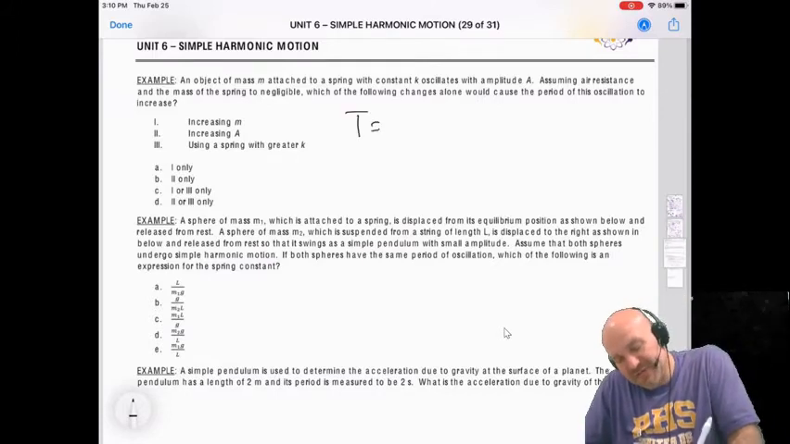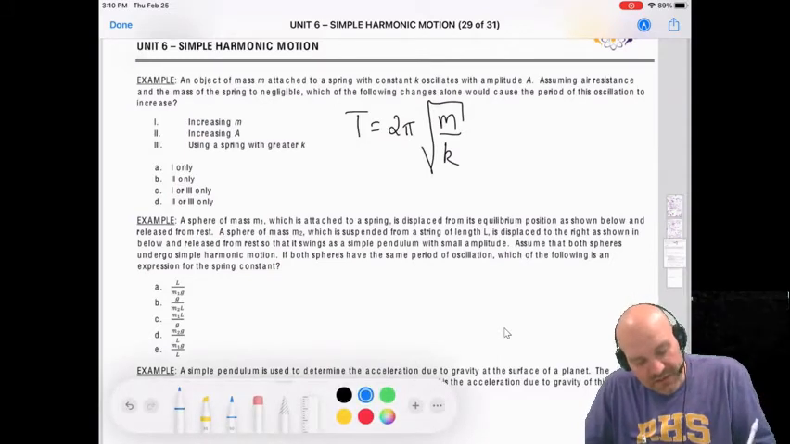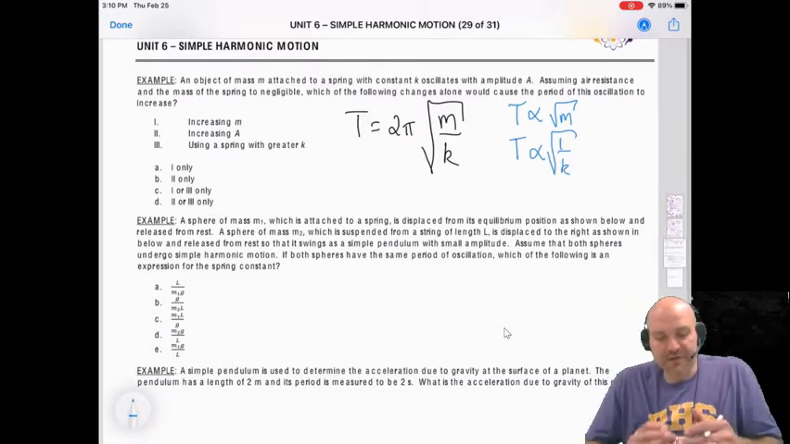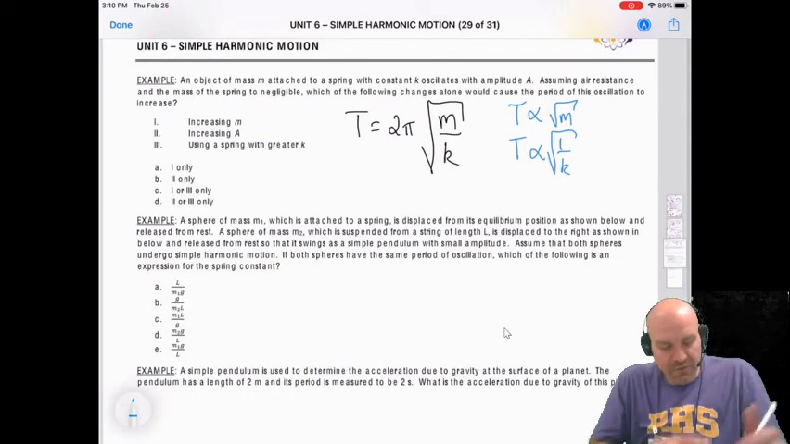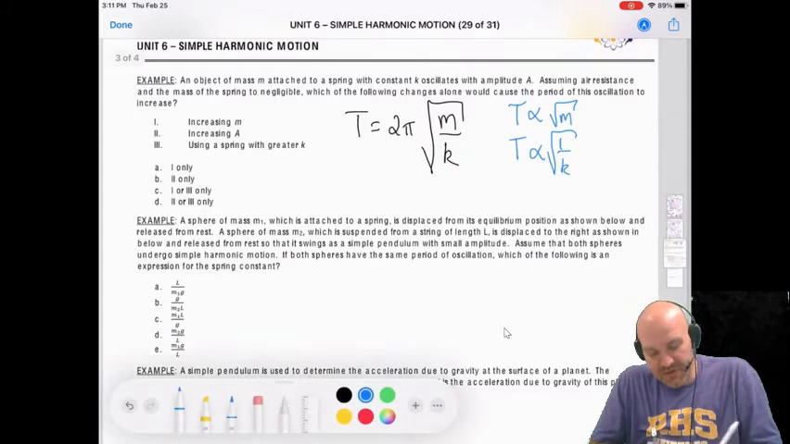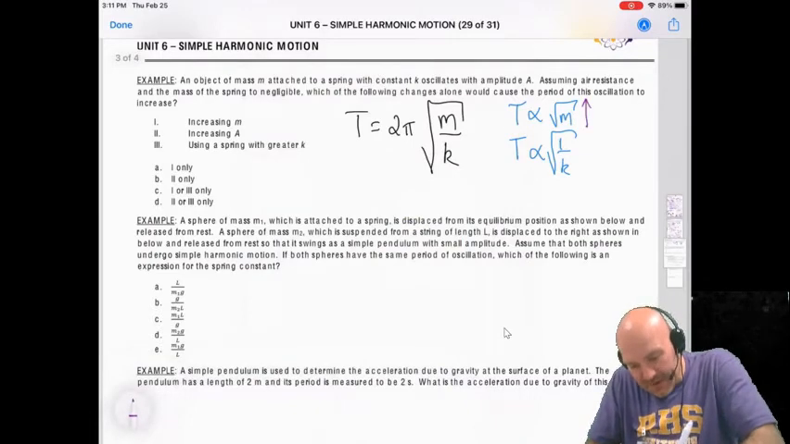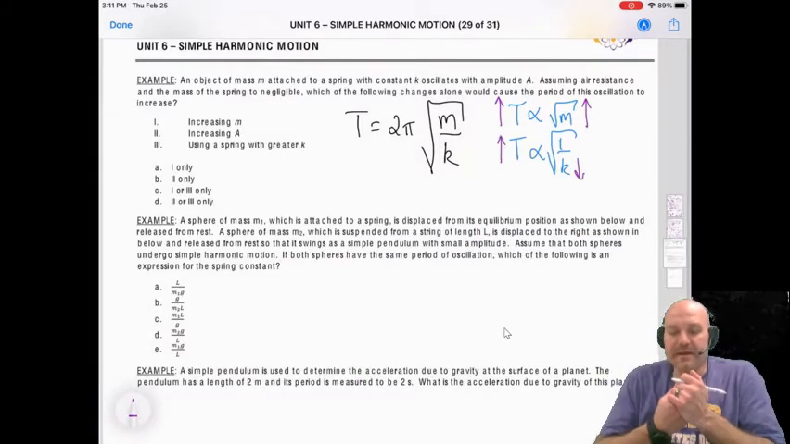So I have a mass spring system, so I know my period is going to be 2 pi square root of m over k. If we look at the relationships, T is directly proportional to the square root of m, but it's inversely proportional to the square root of k. So what are the two ways I can increase T here? I can increase the mass, that would increase my T. I can also decrease the k, which would increase my T.